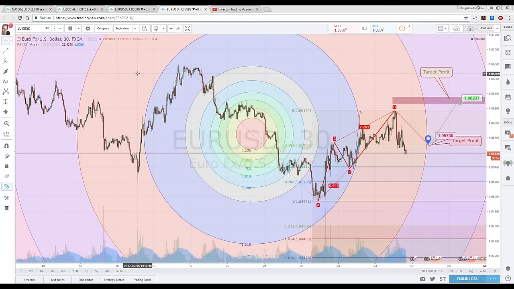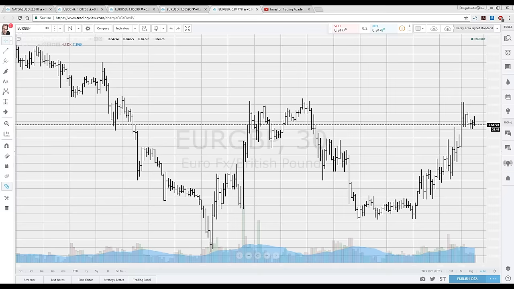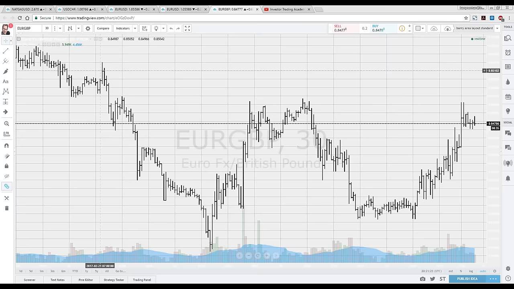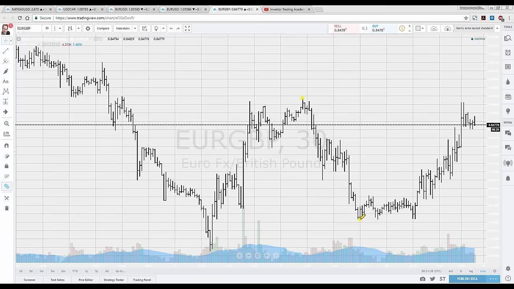Now, let me open up a chart for you. Okay, so here is a basic chart. This is a bar chart. Now, we're going to take this downtrend here to put our Fibonacci levels on. So we're going to identify the swing high and the swing low. So this was the whole movement of this trend here.